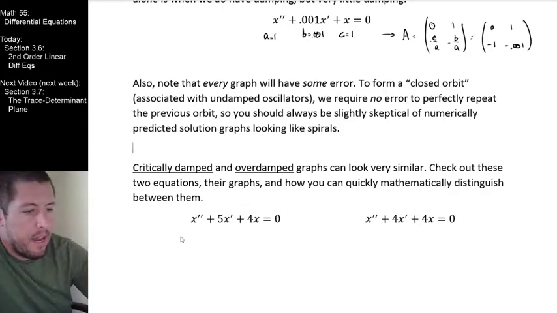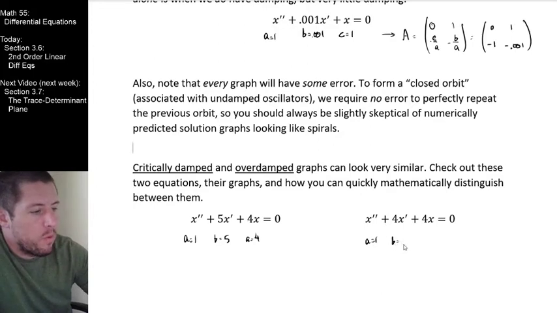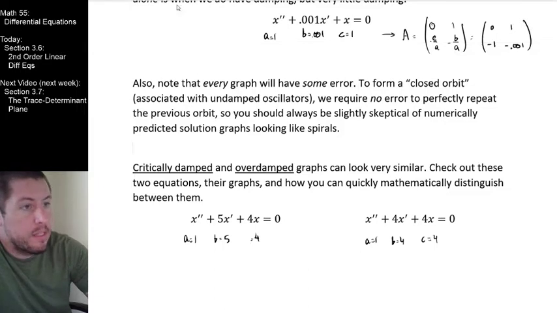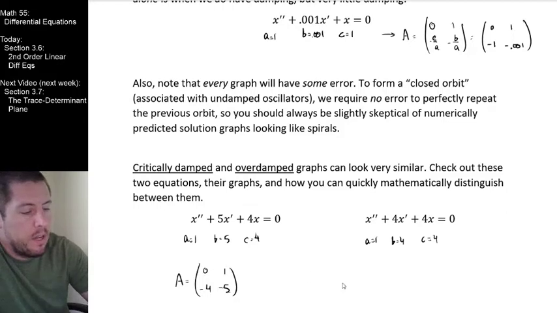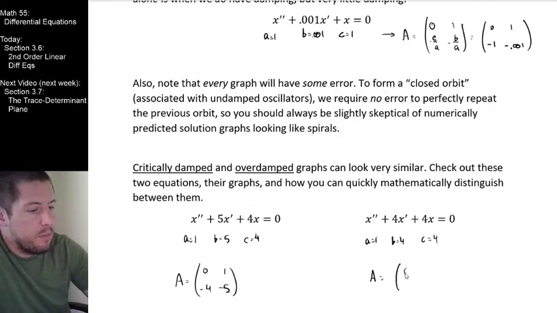Here I'm seeing that A equals 1, B equals 5, C equals 4, and A equals 1, B equals 4, C equals 4. I don't know why I drew an A for the next one, I was getting ahead of myself. That's a C. Our A matrix in this case is always going to be 0, 1 up top, then negative C over A, so negative 4 for this one, and negative B over A, so negative 5 for this one. Therefore our A matrix for this guy should be 0, 1, negative 4, negative 5.